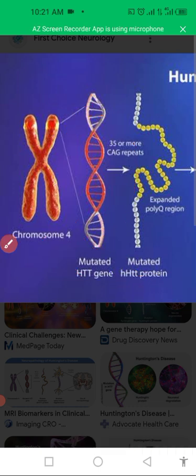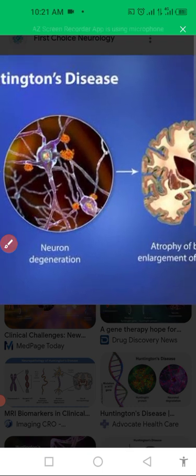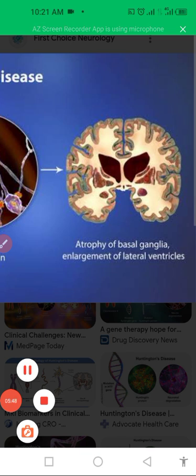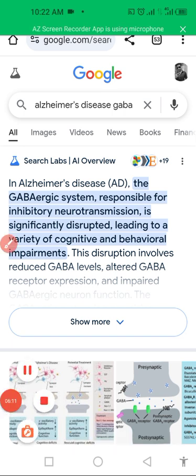That is Huntington disease, in which the patient will have neurodegeneration, atrophy and enlargement of ventricles, lateral ventricles, chorea, movement problems. In Parkinson disease, there is deficiency of dopamine. In Huntington disease, there is genetic mutation. In Alzheimer's disease, there is deficiency of GABA. So in Huntington disease and Alzheimer's disease, the GABAergic system, inhibitory neurotransmission, is disrupted, leading to a variety of cognitive and behavioral impairment. So Parkinson is associated with dopamine and Alzheimer's disease is associated with GABA.